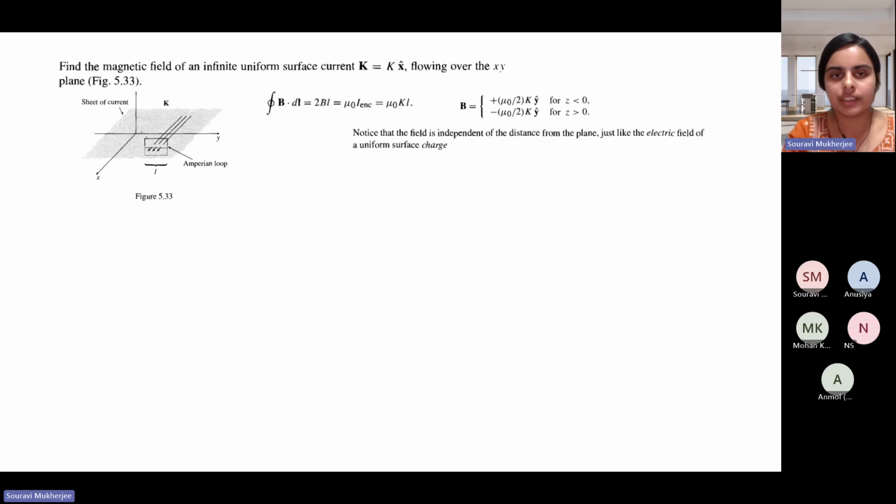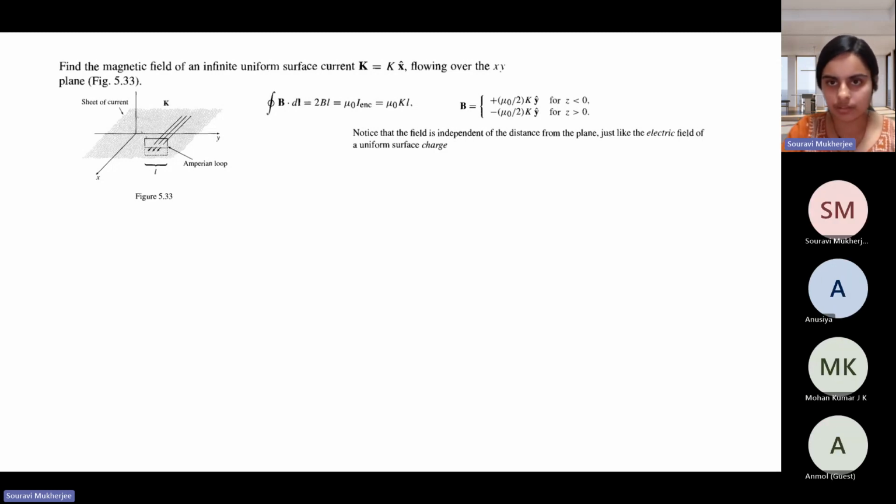Okay. Right. So what would happen? You can see from here that you can find the field, right? And now if you use the same right-hand rule, that would also give you these directions, right? If you have a current flowing in this direction, below the sheet the field would point in the positive y direction, while above the sheet it would point in the minus y direction, right? And you can see that the field is independent of the distance from the plane, just like the electric field of a uniform surface charge. Okay.